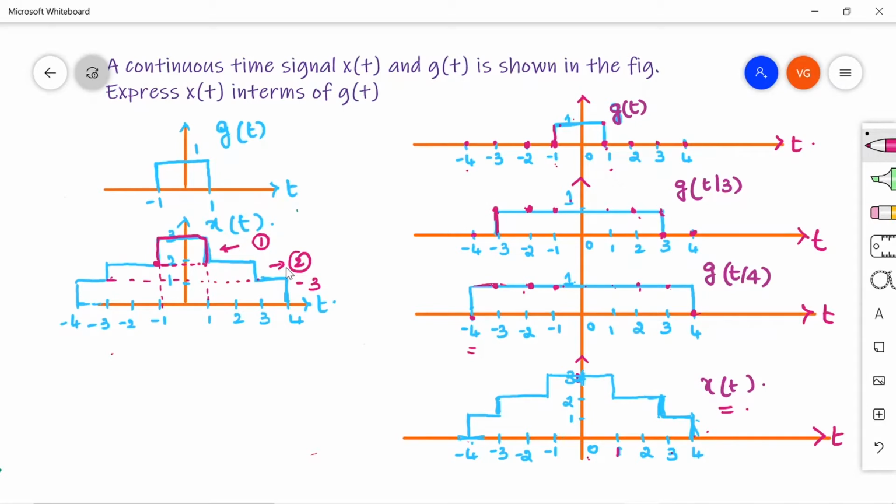So the first layer is nothing but -1 to 1, right? But with an amplitude of 3. So if you add step 3 to step 2 to step 1, then automatically the amplitude will become 3. So I'll just take g of t as my first layer, that is extended from -1 to 1 with an amplitude of 1. So this is g of t, layer 1.